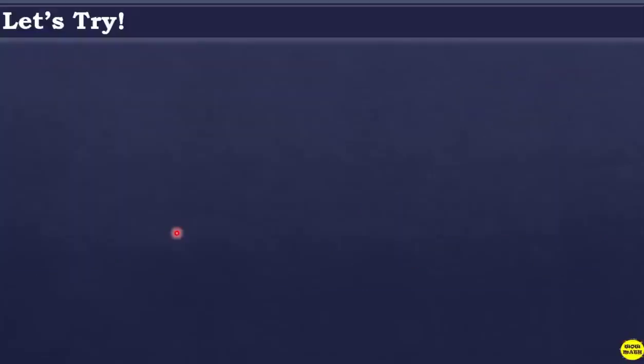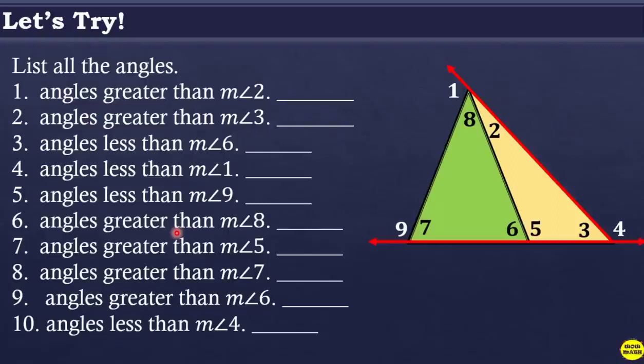Let's have an example. So, list all the angles. Given the figure, as you can see, we have here how many triangles? We have 3. Okay, so we have the green triangle, the yellow triangle, and the bigger triangle. So, ito po, yung mas malaki, yung pinakamalaki sa kanila. Okay? So, tatandaan, tingnan mabuti po yung exterior angle natin ha, huwag po tayo mali dito.